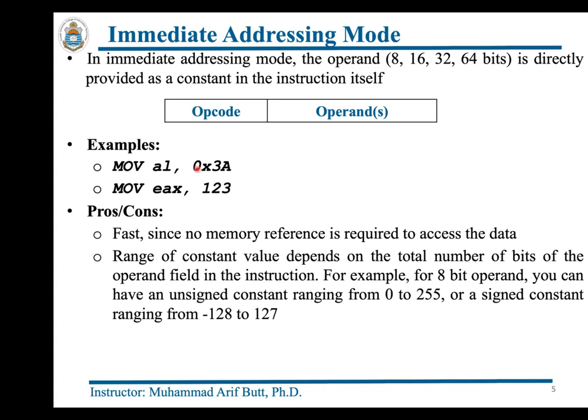These are the pros and cons of immediate addressing mode. This is fast since there is no memory reference. The limitation is that the range of the constant value depends on the total number of bits of the operand field in the instruction. For example, if we keep 8 bits inside the instruction for this immediate value, you can have an unsigned constant ranging from 0 to 255, or a signed constant ranging from -128 to +127.